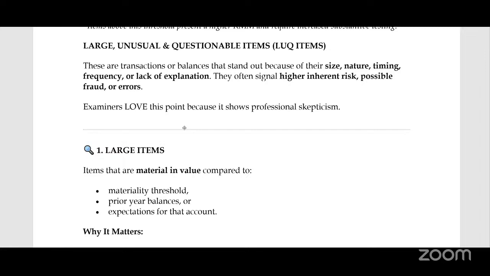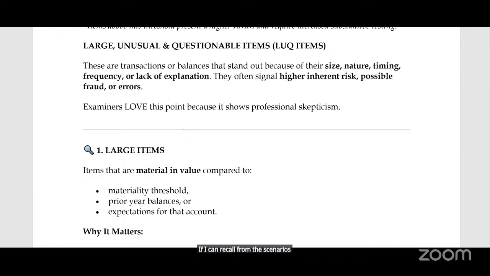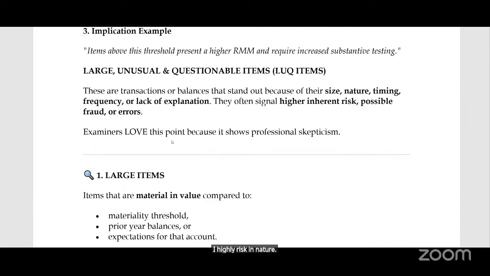Okay. A lot. So I was going to ask this. The item that requires substantive testing, if I can recall from the scenarios you've given, is when the thing is not highly risky in nature. No, things that are mostly risky in terms of controls would mean that you place more reliance on substantive procedures.